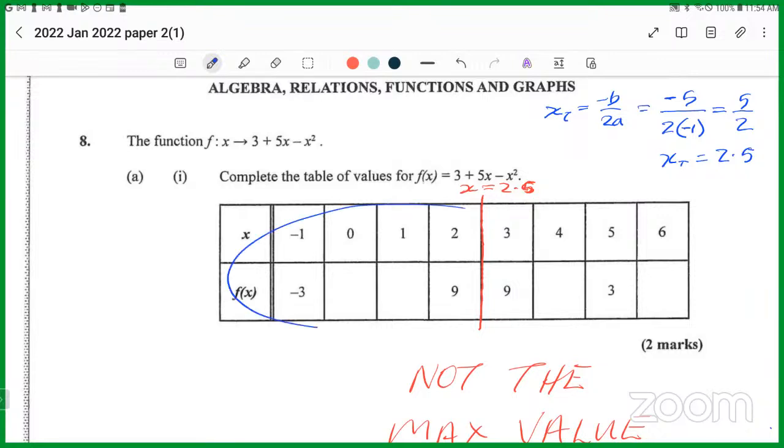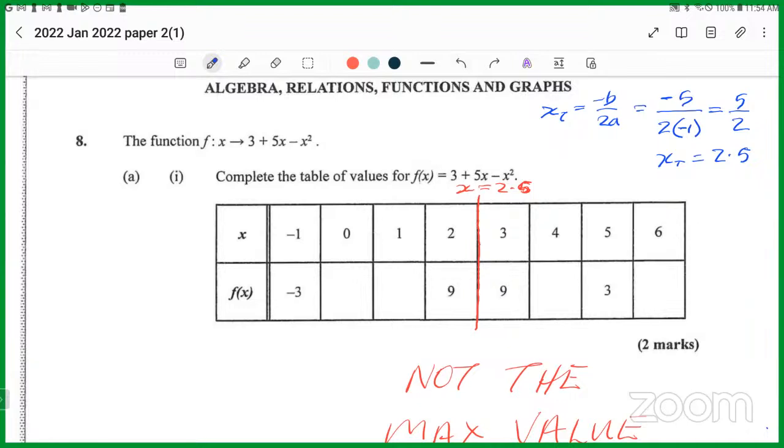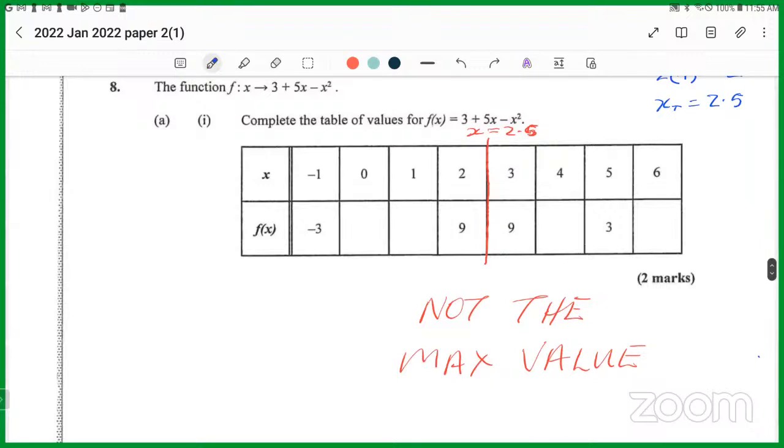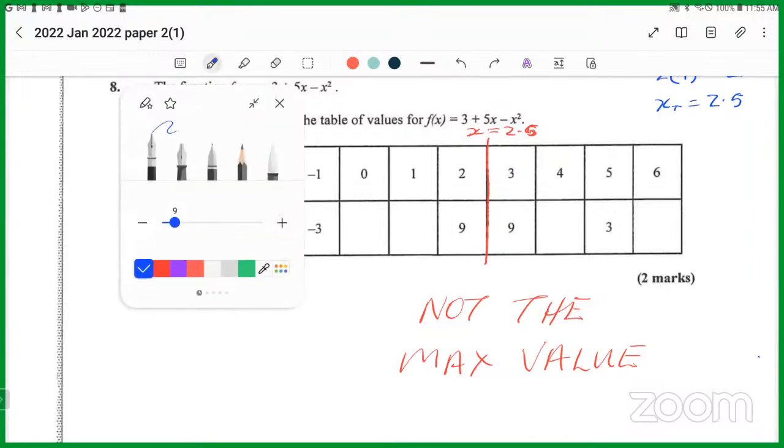But because they give me the table and I can see the symmetry in the values, I can determine that my axis of symmetry is right between the 2 and the 3, and the average between 2 and 3 is 2.5. So I could know that it is 2.5 without doing this calculation. Then for the maximum point, this is really xt, the x value at the turning point. Remember, the xt is on the axis of symmetry. So if I want the y value at the turning point, we are saying not 9. We are saying 9 is not the maximum value.